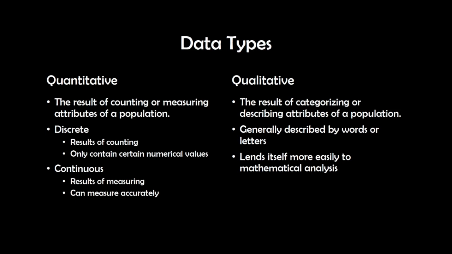The second one is qualitative data, which is a result of categorizing or describing attributes of a population. It is generally described by words or letters. It lends itself more easily to mathematical analysis.